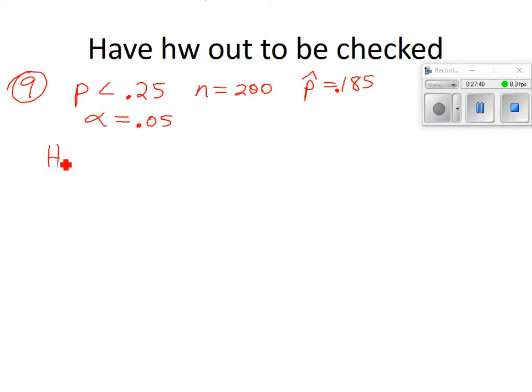So now we just start doing the stuff like we were doing on the last problems. HO, HA. Except you got an A, a B, a C, a D, and an E, but it's all just the steps. This is part A that they're asking you to do. The HO, can we use their claim as the HO? No. So that's got to be the HA. So we put it in right here. That's the claim. Then that means our HO is going to be P is greater than or equal to 0.25.